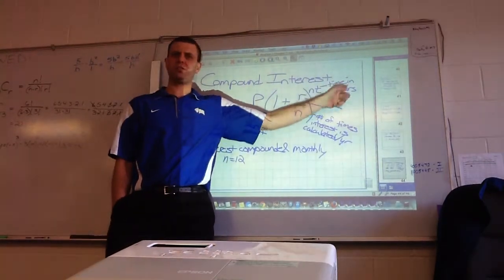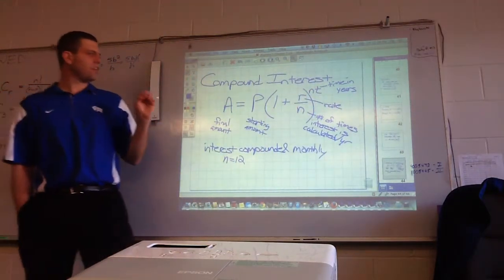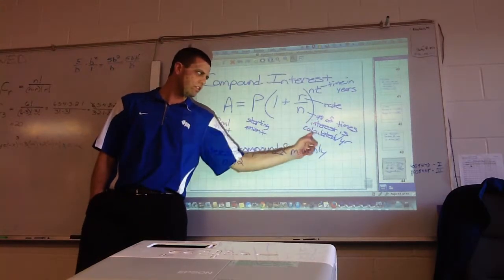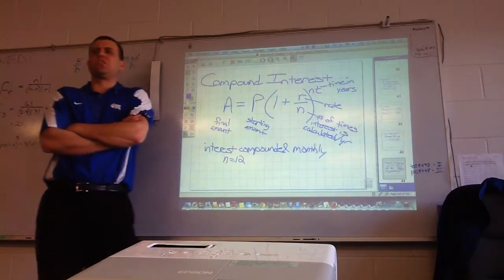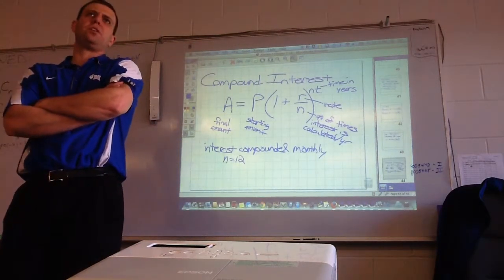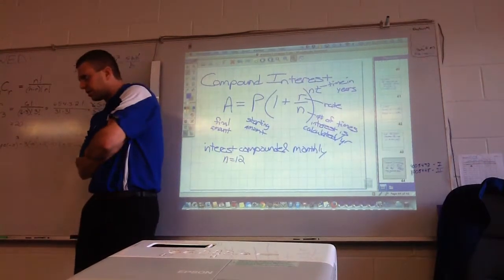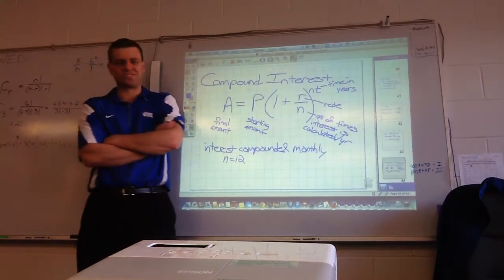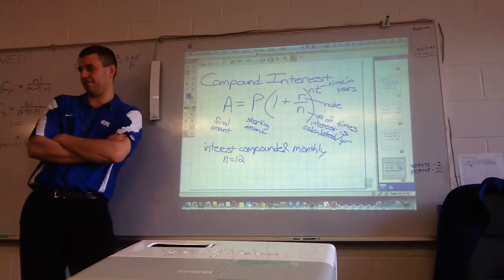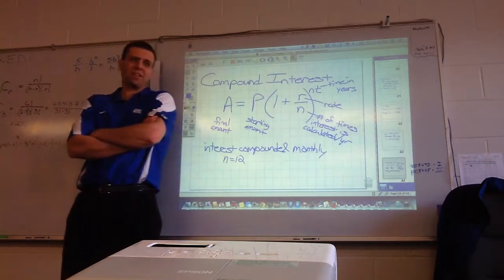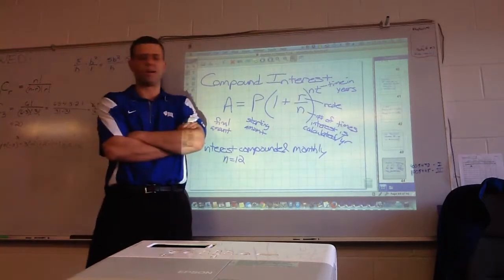T is time in years. N is the number of times the interest is calculated per year. So if you read a story problem and it says the interest is being compounded daily, your N value is 365. Maybe officially they use 365.25, because officially that's exactly how long a year is, but daily, I'm betting they probably just use 365.